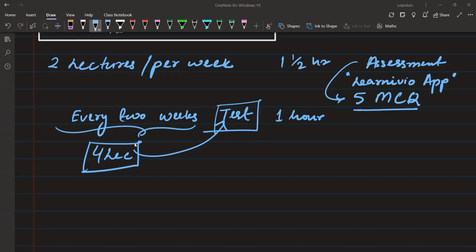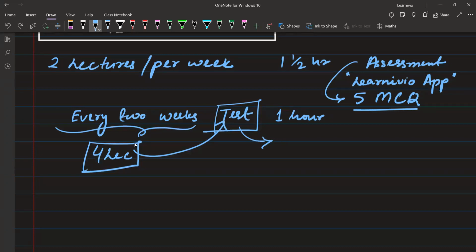And the timing of the test is up to you. You can choose the time, right? Whatever timing you choose, you will be given a link. You will join that link and attempt the test with your cameras on. Okay. So the test will be of 1 hour, and the test will have MCQs.